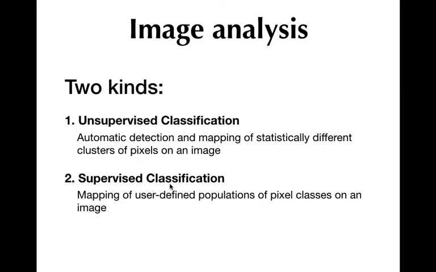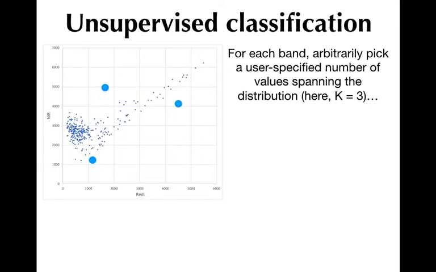In supervised classification, you train the GIS to recognize different things by telling the GIS where there is one surface versus another on the image, and then the GIS goes through and maps those user-defined populations across the entire image. And we'll talk about that after we talk about unsupervised classification. Okay, so unsupervised classification is a process by which the GIS will take all the pairs of bands that are possible in the image.